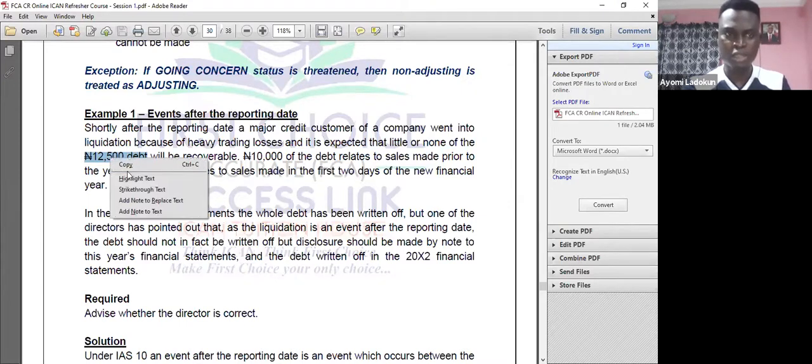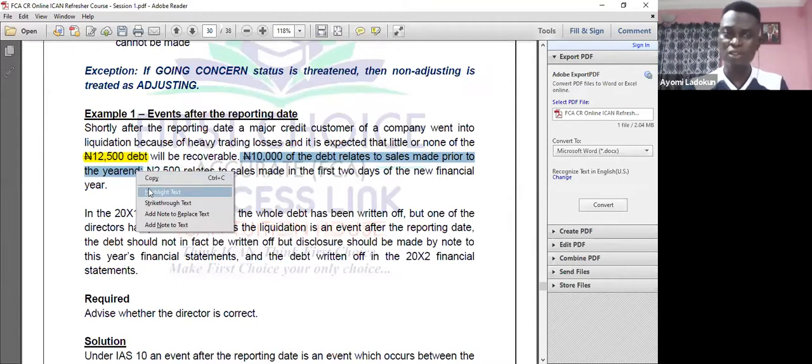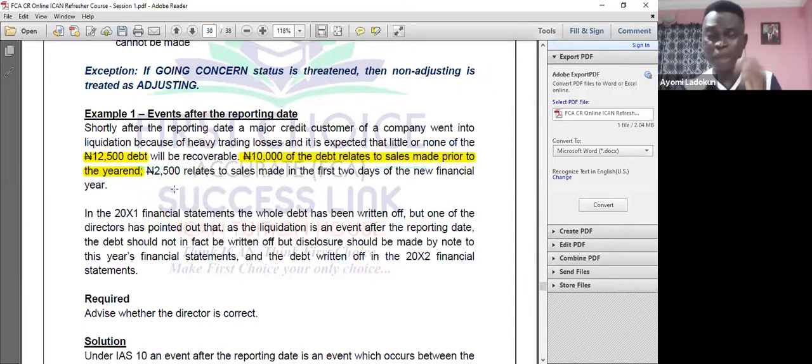Let me just break it down so that I can save time. It's owing me 12.5, and because it has gone into heavy trading losses, we may not be able to recover. So the examiner said 10,000 of the debt relate to sales made prior to year end. Can you see? The sales were made prior to year end, and 2.5 relates to sales made in the first 2 days of the new financial year. Can you see that?